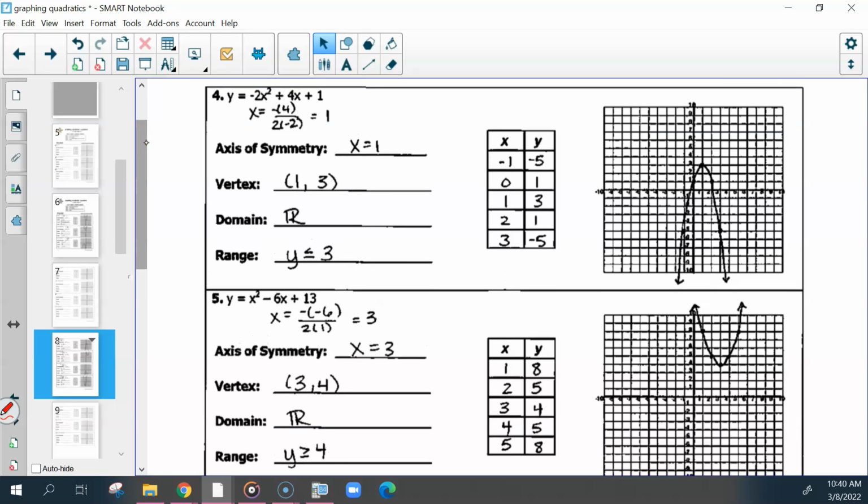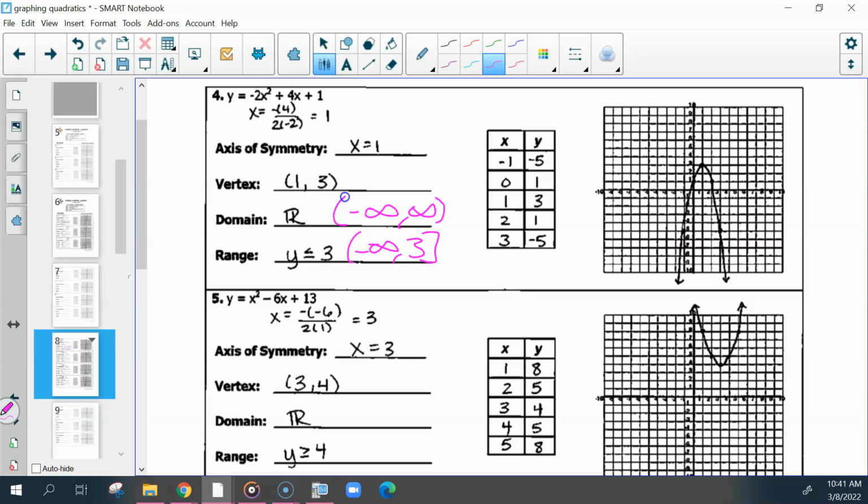So starting with number 4, axis of symmetry, x equals 1. Vertex was 1, 3. The domain and range are written different, so I'll write those in. But domain was negative infinity to infinity. Range was negative infinity to 3.